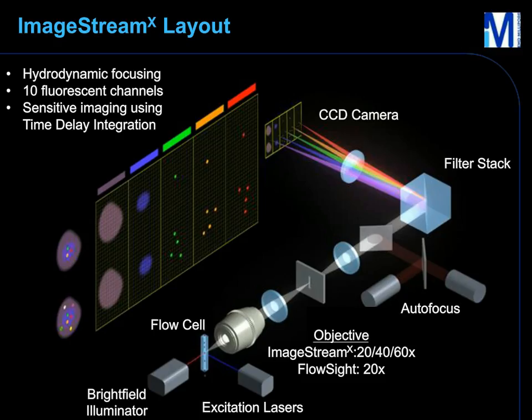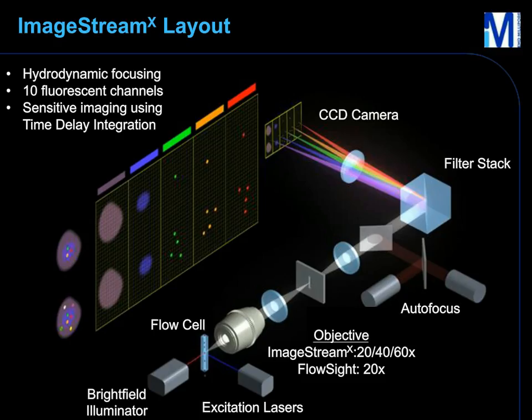Once the particles are hydrodynamically focused in the flow cell, they are illuminated with bright field light and several excitation lasers. When a particle is illuminated by these light sources, a multispectral image of that particle is generated, which contains bright field, side scatter, and fluorescent components. That multispectral image is then magnified using an objective lens and focused through a series of lenses and filters toward a filter stack.